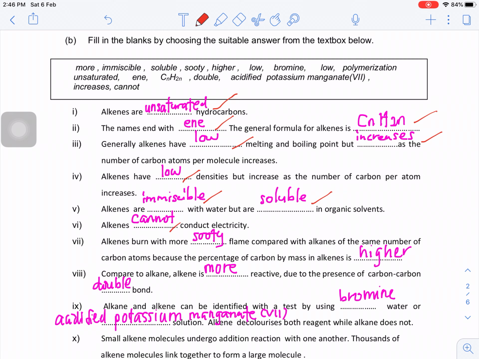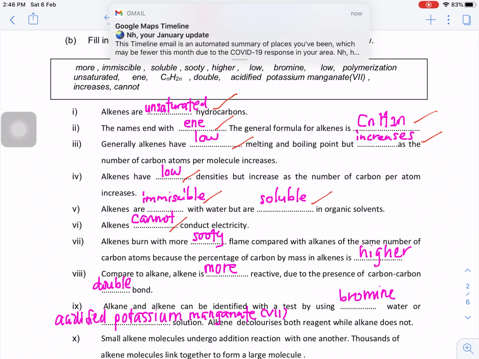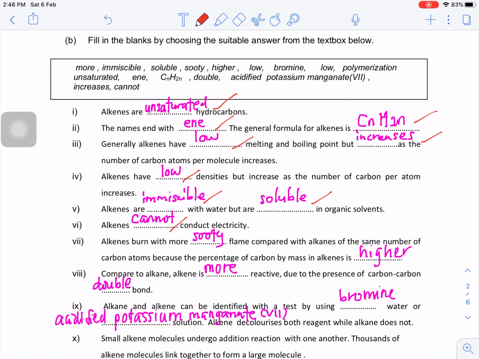Alkenes cannot conduct electricity. Why? Because alkenes do not have free moving ions, so they consist of neutral molecules. Alkenes burn with a more sooty flame compared with alkanes at the same number of carbon atoms because the percentage of carbon by mass in alkenes is higher. During the explanation I already explained that. Compared to alkanes, alkenes are more reactive due to the presence of the carbon-carbon double bond.